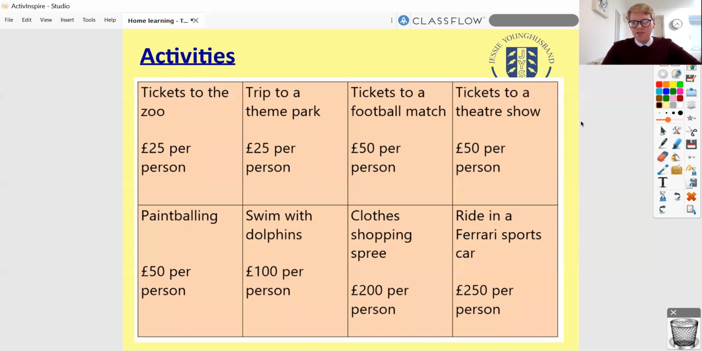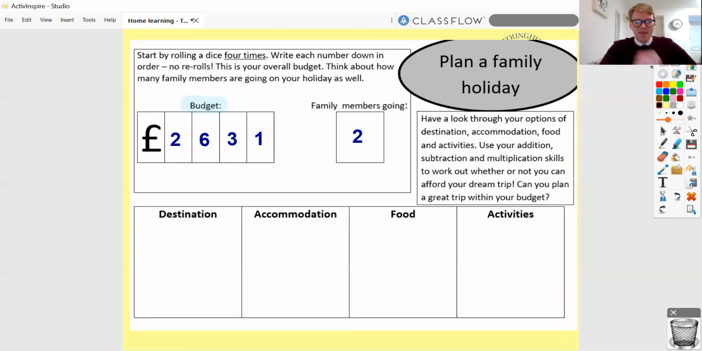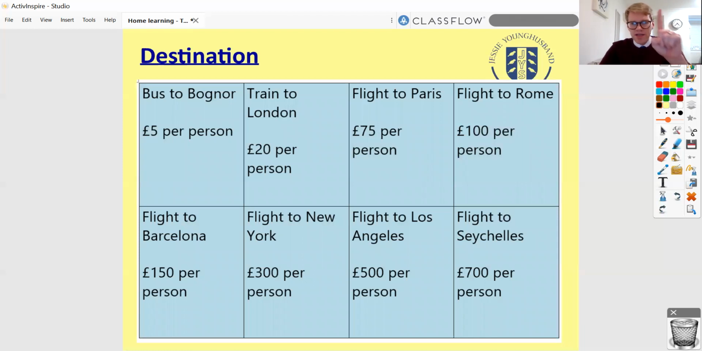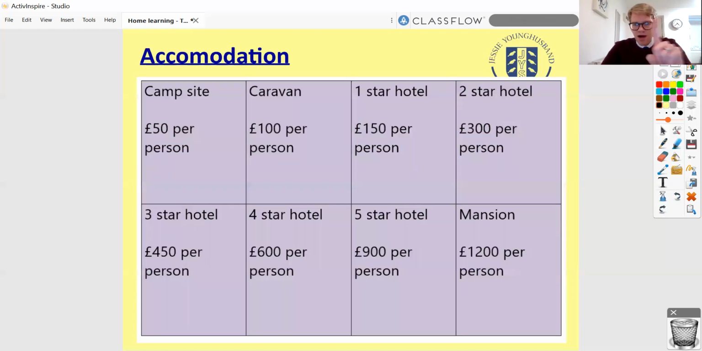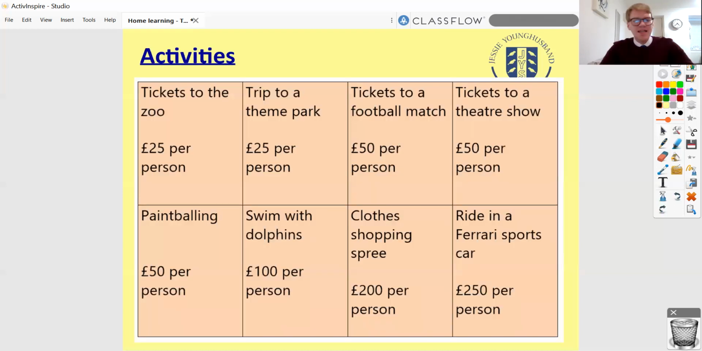So spend a bit of time this morning, have some good fun with this. Maybe you can have a chat amongst yourselves about where you'd like to go as a family, and you can decide together. And once you've got your overall budget, you can then select some different options here. You need 1 destination, 1 accommodation, 1 selection for food, and then as many selections as you like for the activities. And hopefully you can plan yourself a really fantastic holiday.